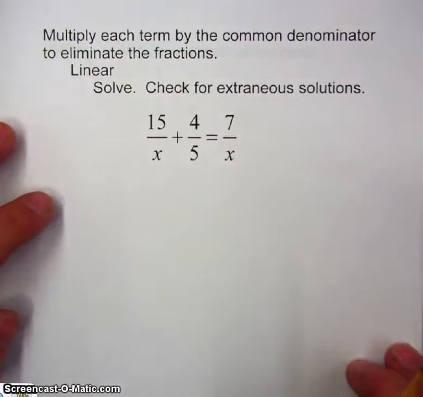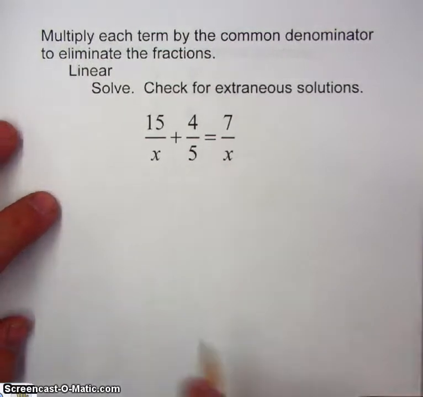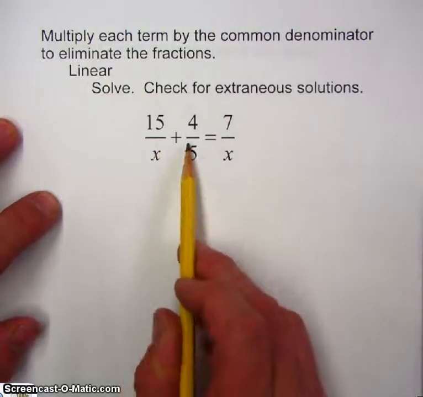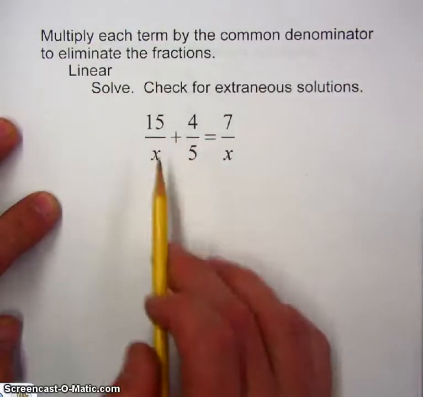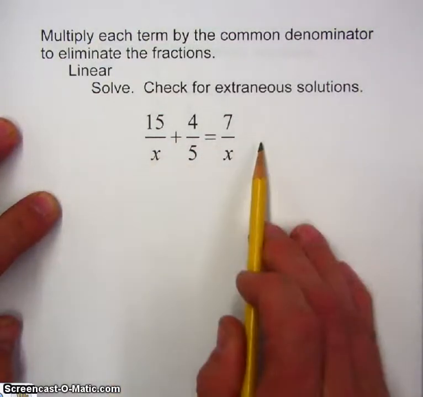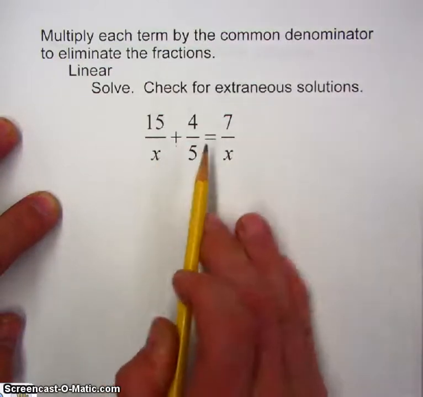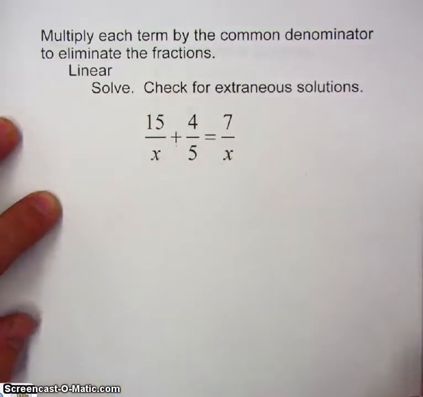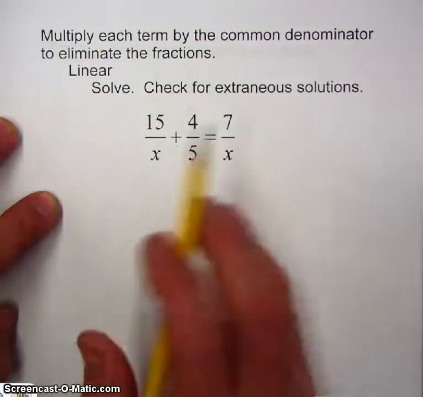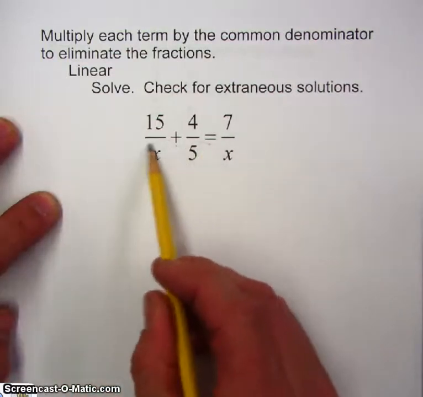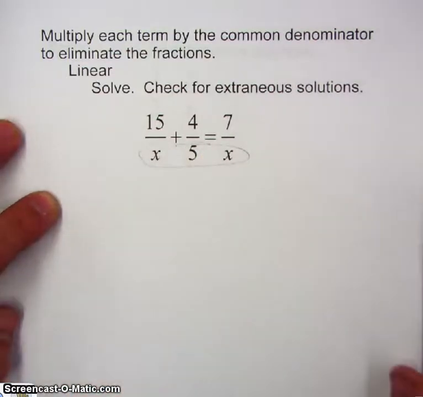Alright, next we are going to continue solving, but this time you notice we have more than one term on a side. Before we had a single term equals a single term. Now we got two terms, hence the plus, equals one term. Alright, and our goal again, which will always be the same, is we have to get rid of the denominators.